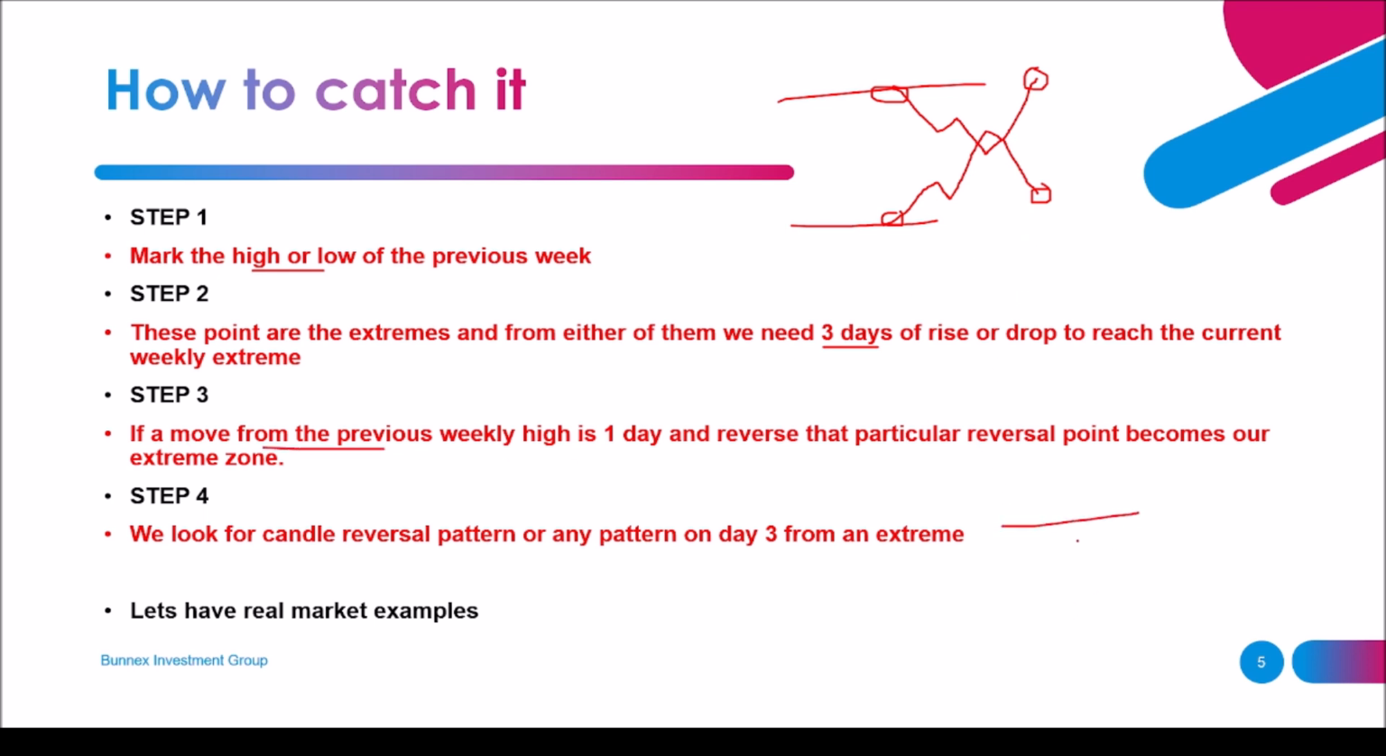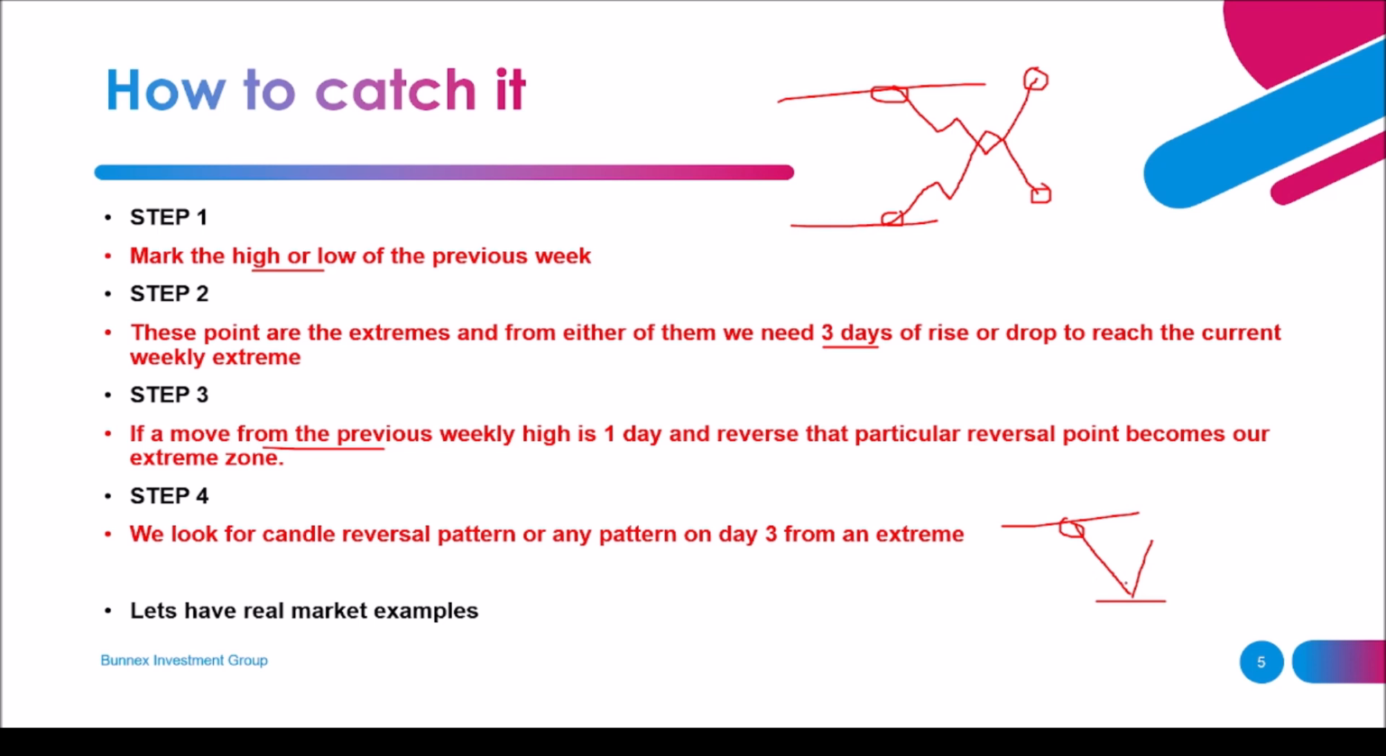Let's say this was the high, and the market will just give us a one-day move from the high of the previous week, and reverse. If it reverses, within the institutional market maker method context, we call these points a reversal point.